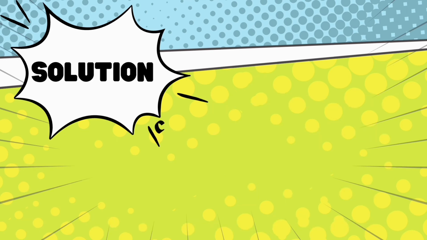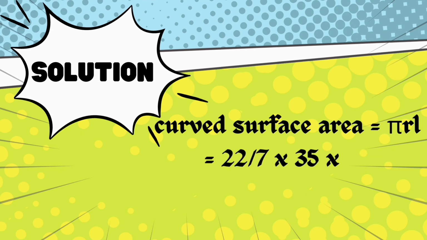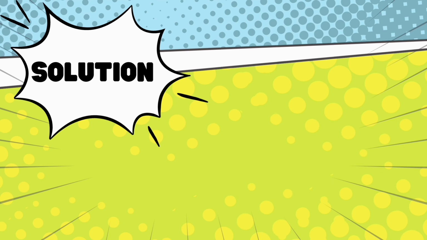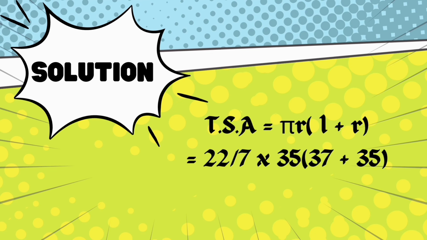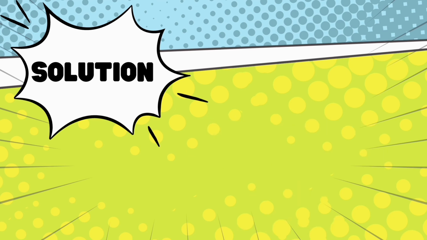So let's take the curved surface area first. The curved surface area of the cone, as I've said, is pi r l. So you just substitute the parameters and you get 4070 centimeter squared. And so to find the total surface area of the cone, you use the formula pi r bracket l plus r. Also substituting the parameters into this formula, you are going to have 100 times 72, which will give you 7920 centimeter square. That will be the total surface area of the cone.